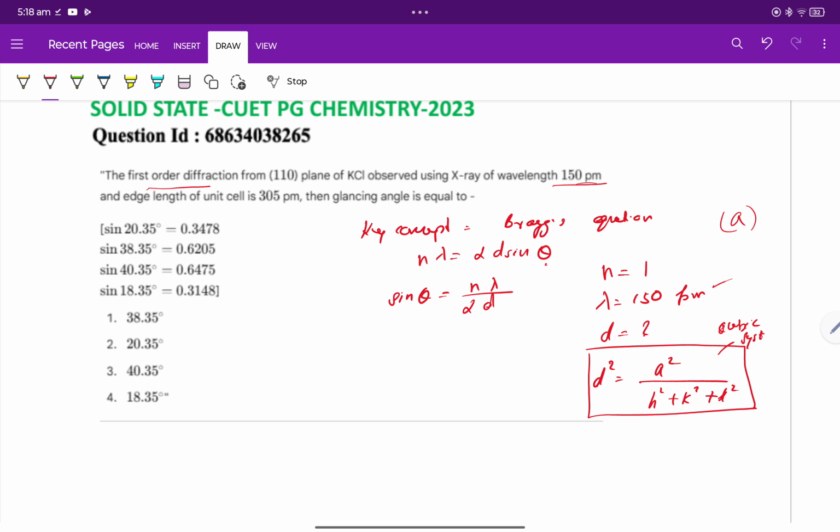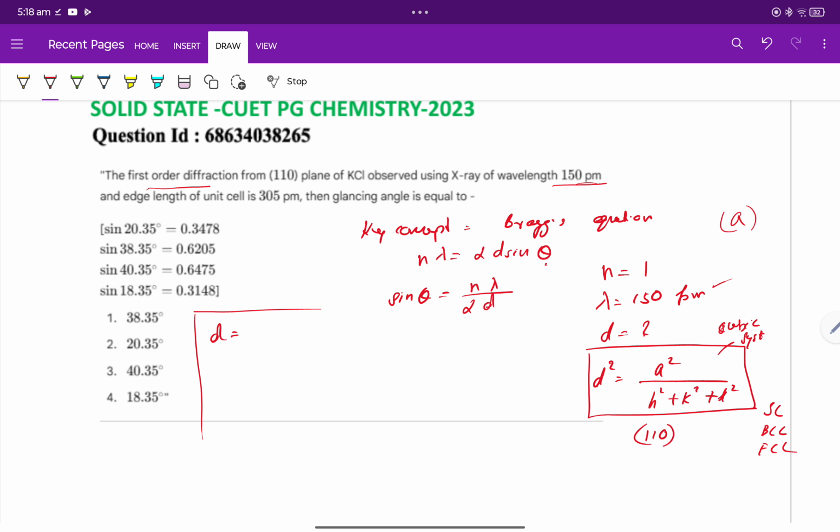If it is a cubic system, you can use it for simple cubic, body centered cubic, and face centered cubic. Presently we are using KCl, which is a cubic cell. Now a has been given, and the HKL values, the Miller index values, are 1 1 0. So now everything is there, you can directly substitute. Let us substitute and find d.